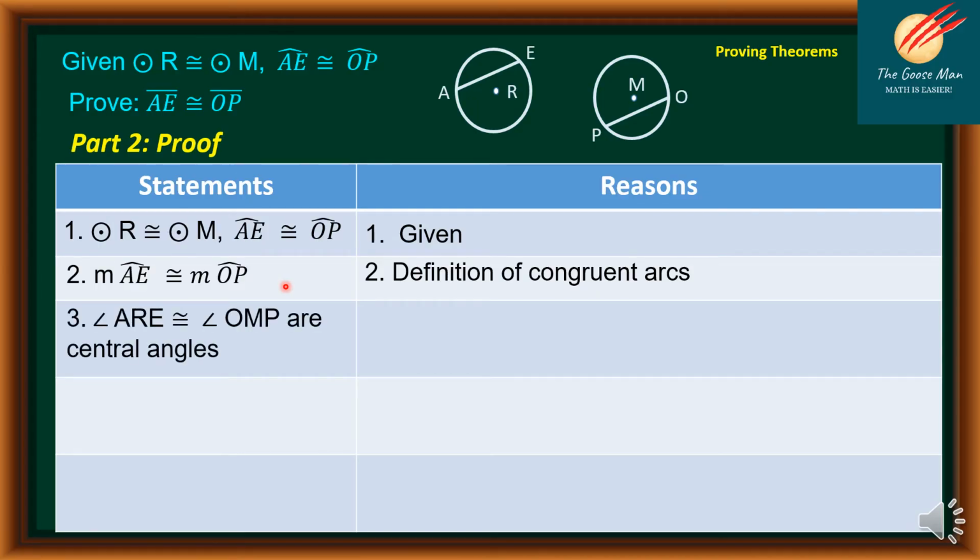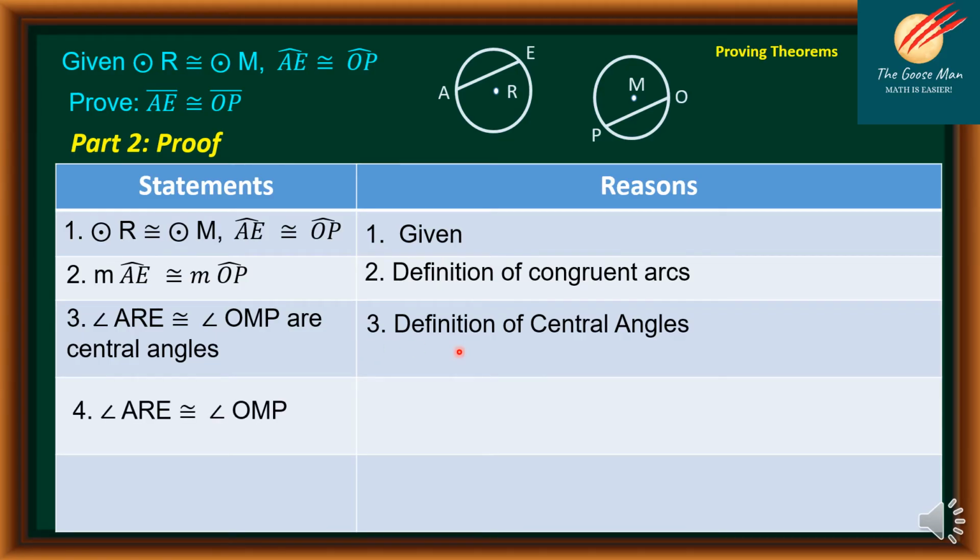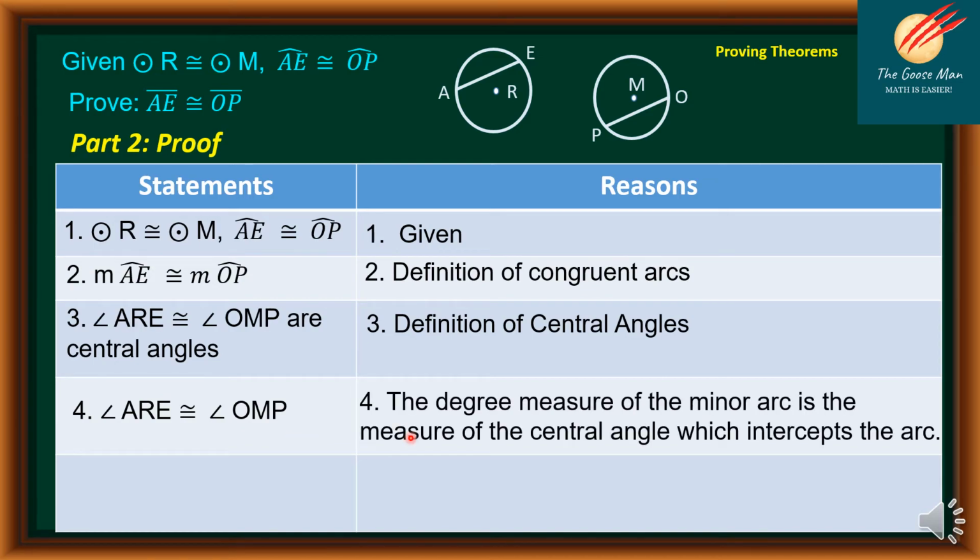For number three, we can say that angle ARE and angle OMP are central angles. The reason is the definition of central angles. Number four, we can say that angle ARE is congruent to angle OMP. For our reason, the degree measure of the minor arc is the measure of the central angle which intercepts the arc. And finally, the measure of angle ARE is congruent to the measure of angle MOP. The reason is from 2 to 4, we have substitution.